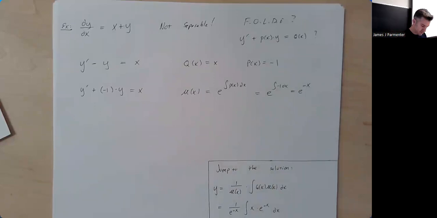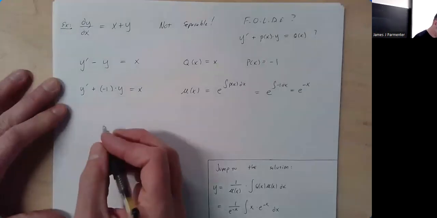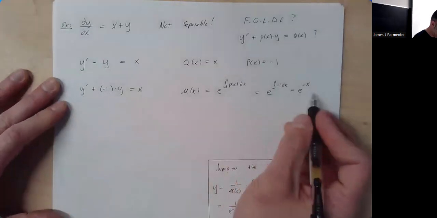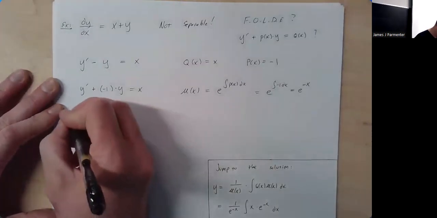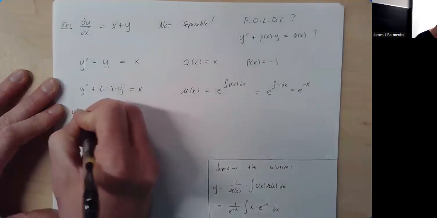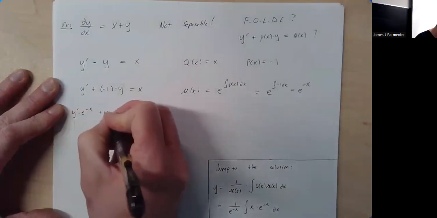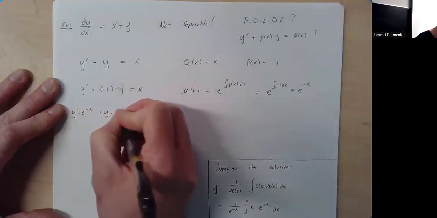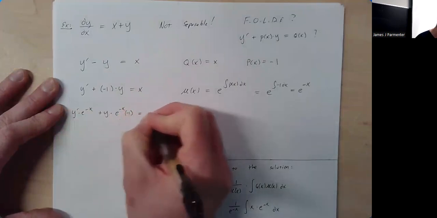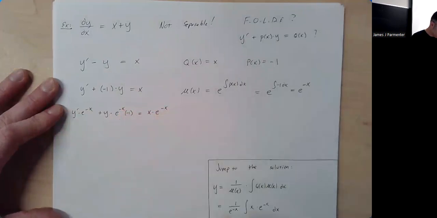Oh well. You're probably going to be asked to show the work where you have to multiply both sides by your integrating factor, rewrite the left-hand side as a product rule derivative, and then integrate both sides to get to this step. So let's do that. I'm taking this, I'm multiplying everything by e to the -x. So I have y prime times e to the -x plus y times e to the -x times -1 equal to x times e to the -x.